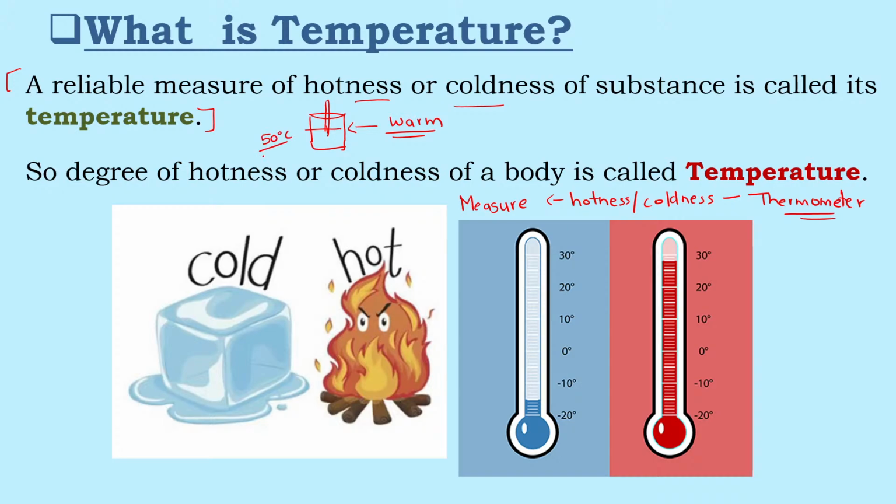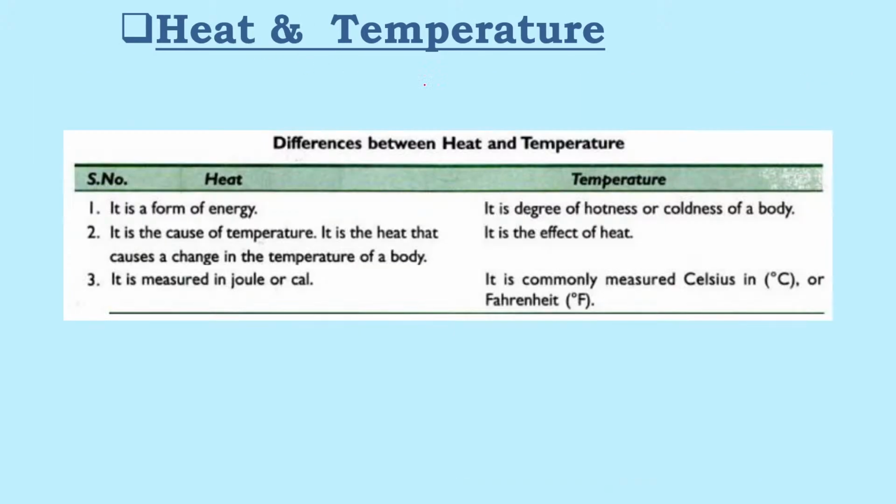So, this is telling me how hot it is. It is giving me a certain reading, and that reading is called the temperature. It is 50 degrees Celsius. Here, 50 degrees Celsius is the temperature of this beaker, which contains water, and that water has a temperature of 50 degrees Celsius. So that is called temperature, the reliable measure of hotness or coldness.